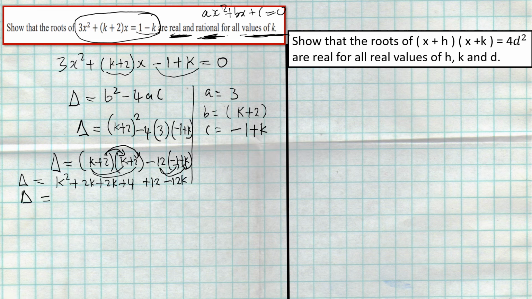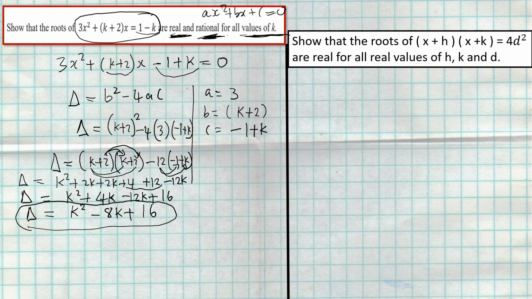So delta will be equal to k squared plus 4k, because it's 2k plus 2k, plus 4 plus 12, which is 16, minus 12k. Simplifying, 4k minus 12k is minus 8k, plus 16. Can you see? Now you have your delta equal to this.